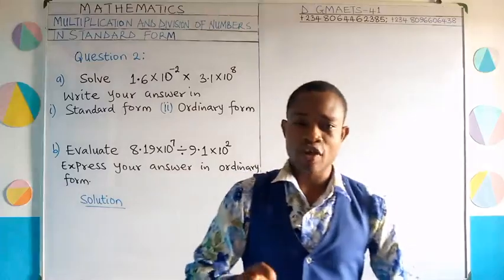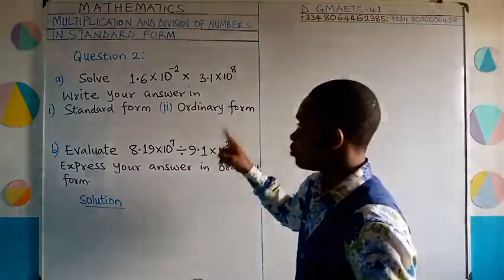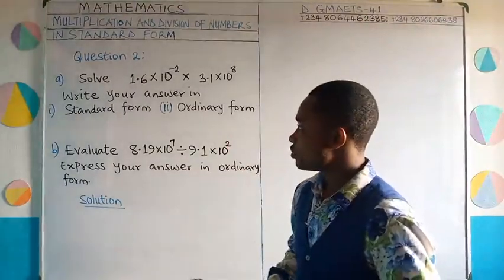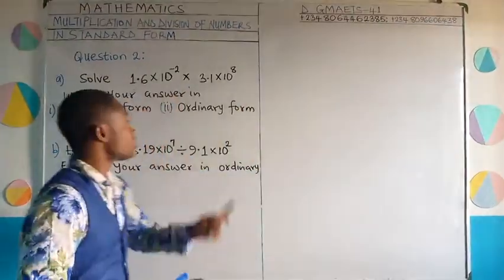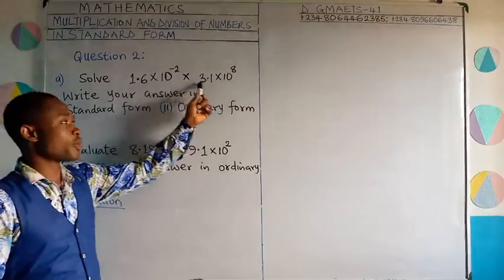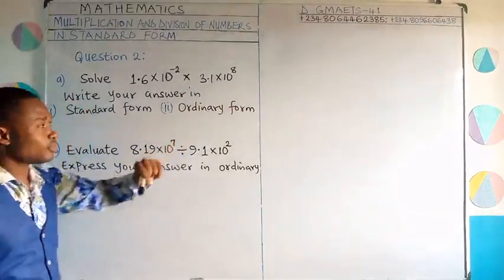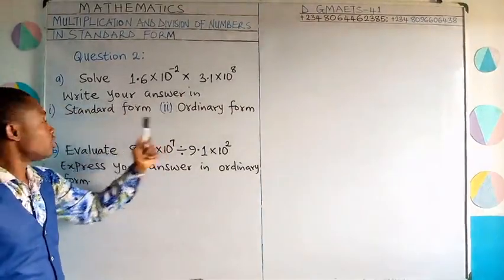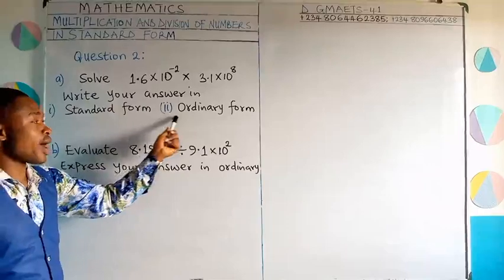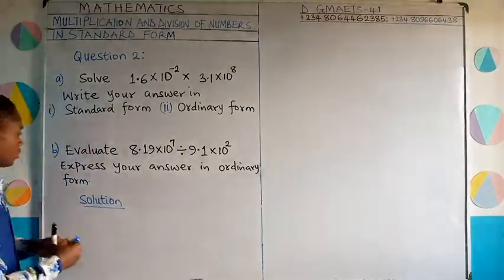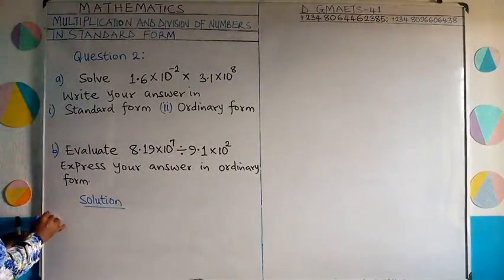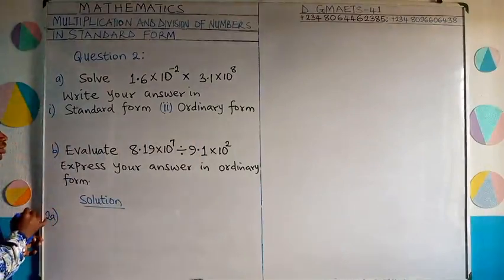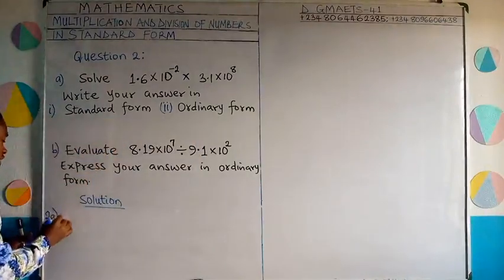And now let us solve our second question. It has A and B parts. Solve 1.6 times 10 to the power of minus 2 times 3.1 times 10 to the power 8. And the question requires that we write our answer in (i) standard form, (ii) ordinary form. Let us see how we solve this problem. This is question 2A. Now in the (i) part, we should get the answer in standard form.